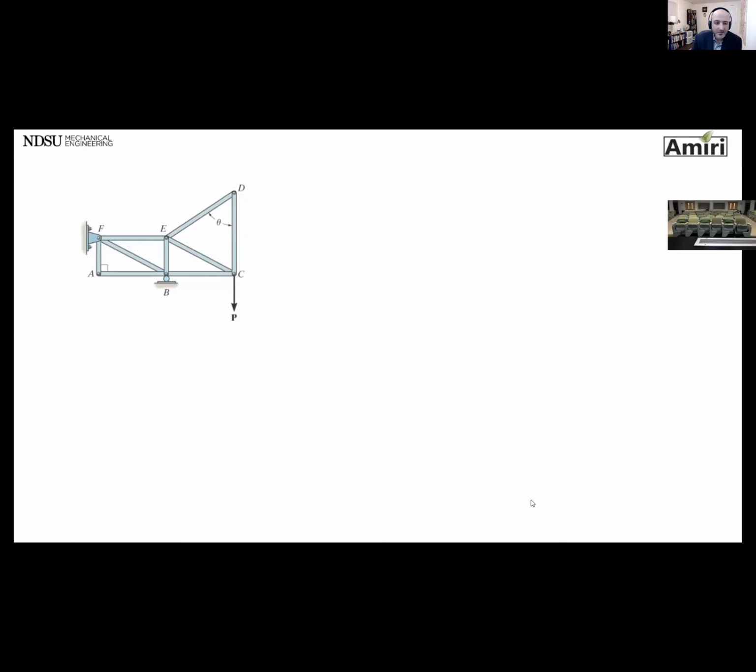But let's use method of joints and find forces in AF and AB. So which joint would you pick to find forces in member AB and AF?